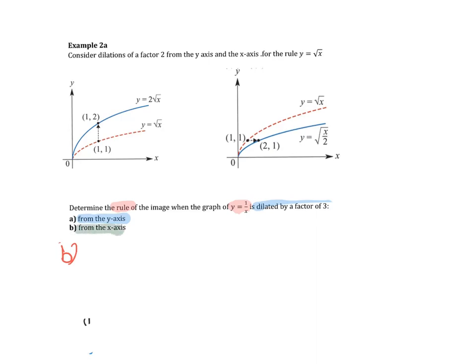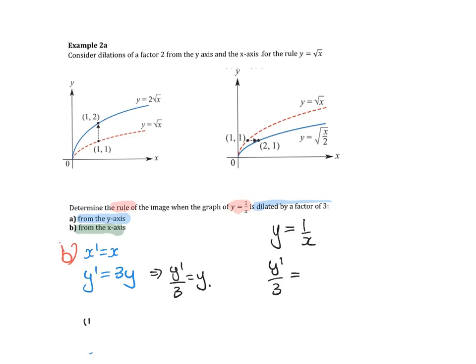Here where we've got it, it's from the x-axis. So when it's from the x-axis, it's the y that's affected. So we are going to say it's 3y. You'll rearrange this one to be y dash divided by 3 equals y. And then we pop it into our original equation. So instead of y, it's actually y dash over 3 equals 1 over x.